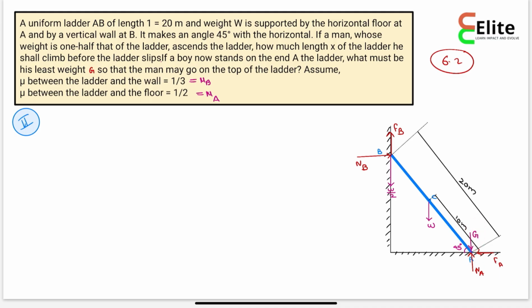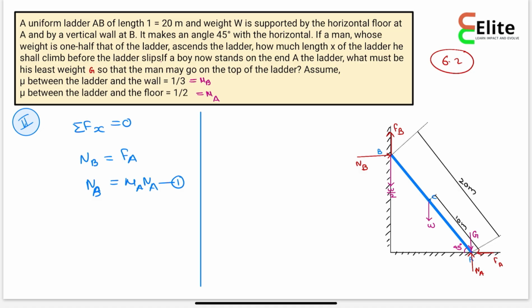So let's solve it. First of all, we can do summation of Fx equal to 0. These are the two forces in the x direction. So we can write Nb is equal to Fa, because this is acting towards the right and this is acting towards the left. So I just equate it, and we know that Fa is equal to mu a into Na. So we get a relation between Na and Nb. So this is the first equation.